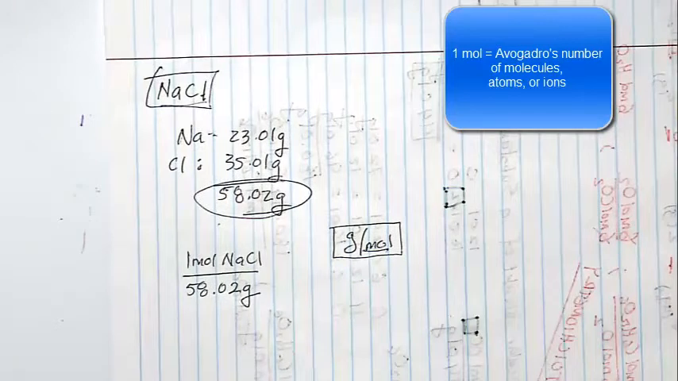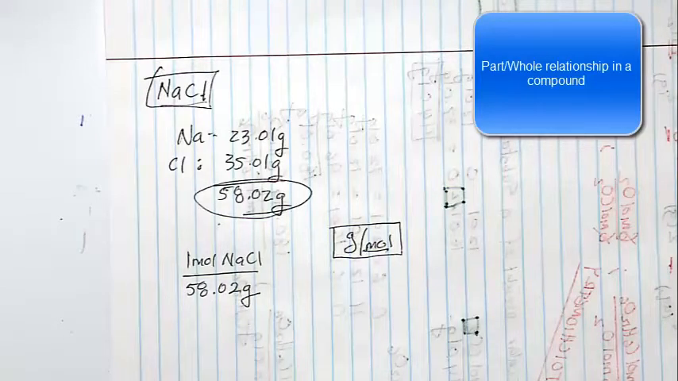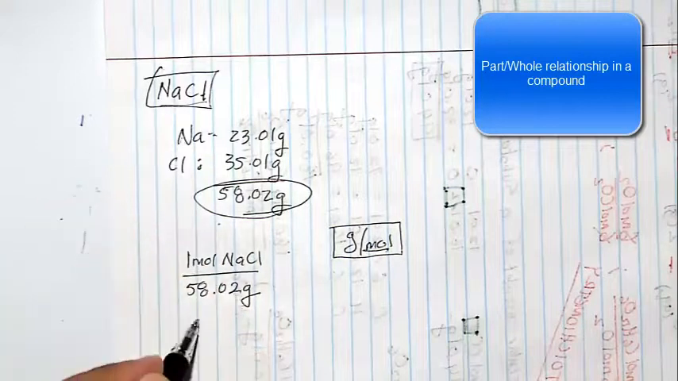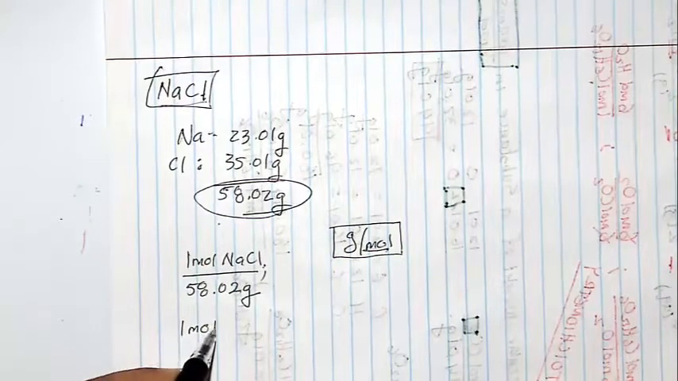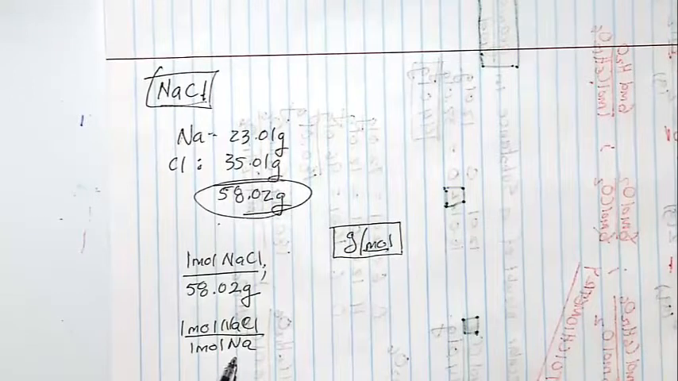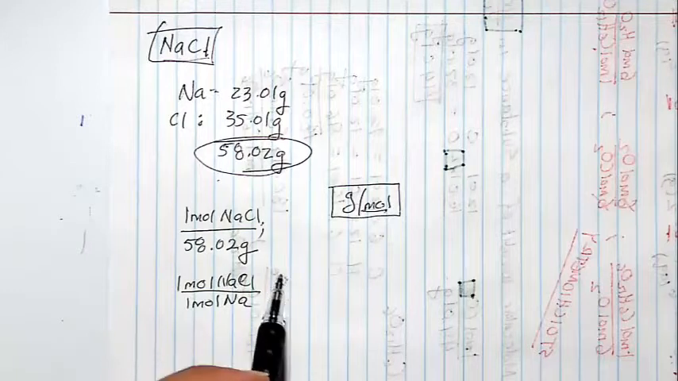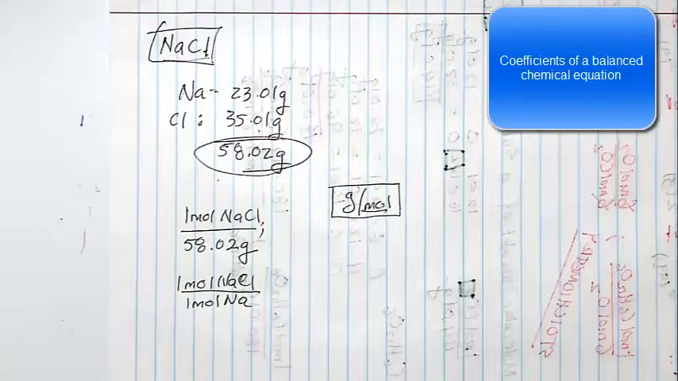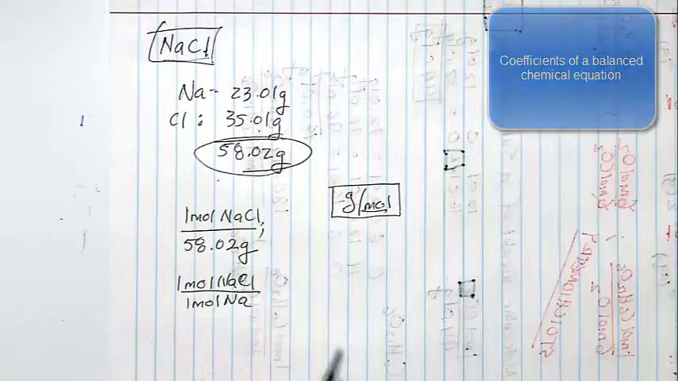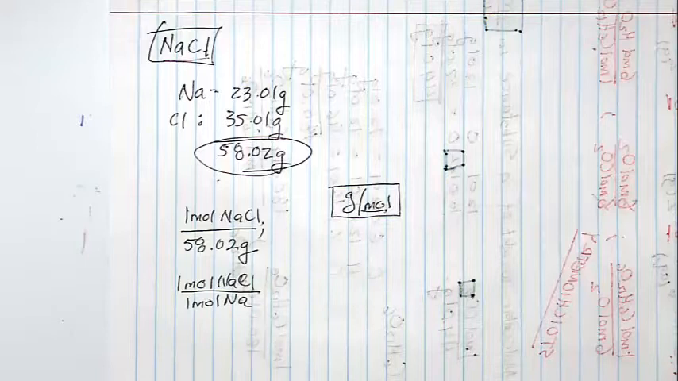4 definitions of the mole. The first one is Avogadro's number of species, molecules, ions, or atoms. The second definition is the part-whole relationship. So for example, in 1 mole of sodium chloride, I'll have 1 mole of sodium. How many moles of chloride will I have in 1 mole of sodium chloride? I'll also have 1 mole of chloride. The third definition is the coefficients of a balanced chemical equation. And the fourth definition is the molecular weight. So we figured out the molecular weight of sodium chloride and glucose, and all you have to do is just add up the molar masses that are found in the periodic table.